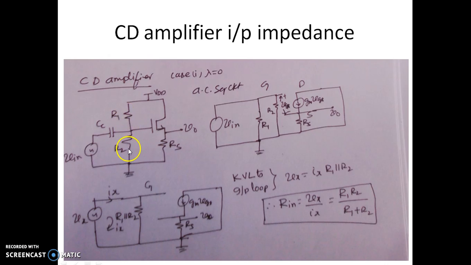R1 and R2 are the biasing resistors. CC is the coupling capacitor. The output is taken at the source point. RS is the source resistor.